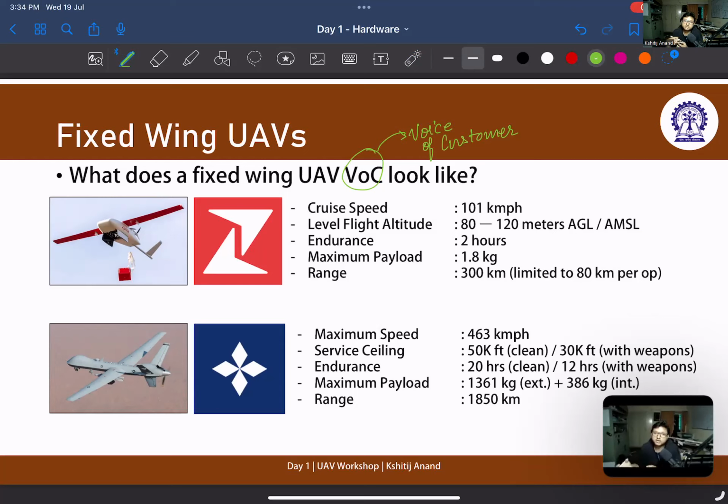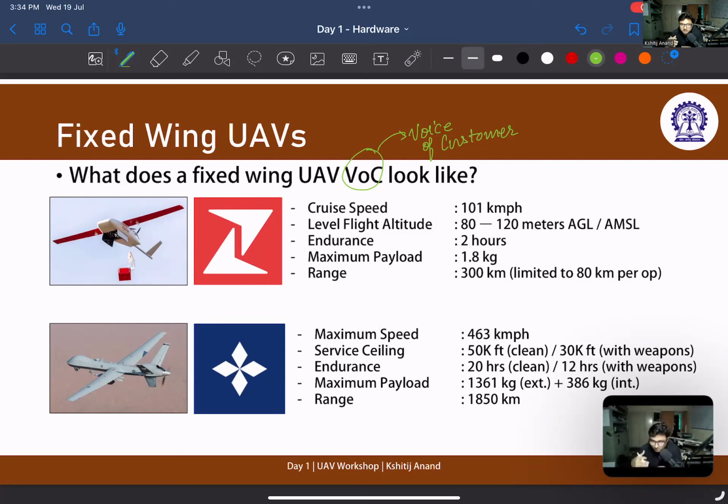When you take requirements from your customer or from yourself, you also need to prioritize which feature you want. What is more important? Do you want it to spend more time in the air? Do you want it to carry more payload? Do you want it to go further? Because while designing an aircraft, you will see that if you want to carry more payload, it may not be able to fly longer. So you will have to create a trade-off somewhere, and that is why a relative importance of these requirements is extremely necessary.